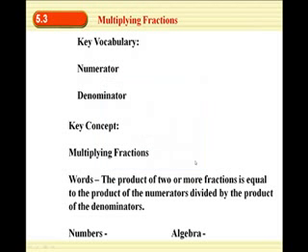Multiply Fractions, 5.3 in the book. This is page 243. Not 5 point, page 5. It's lesson 5.3 in the book, page 243. So please look along with me as we go through.